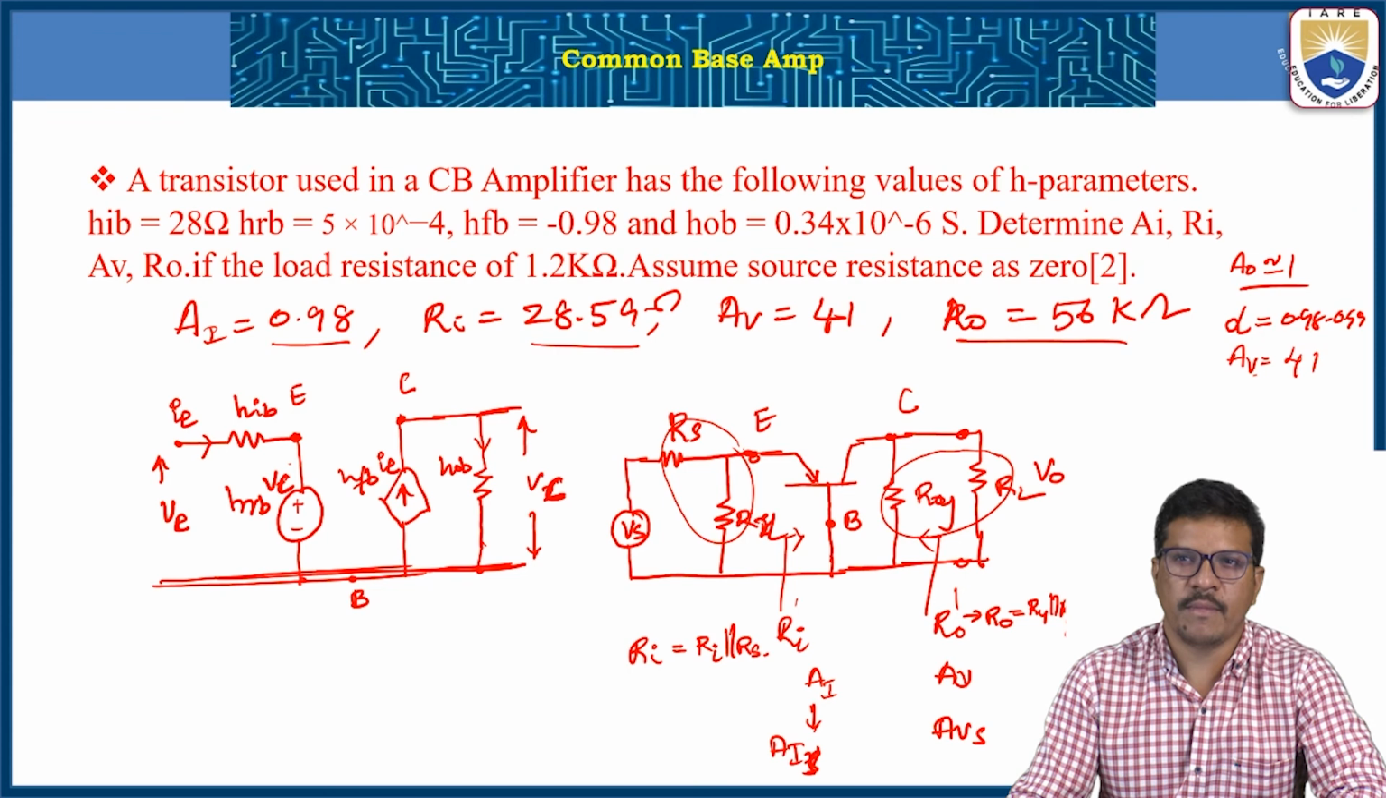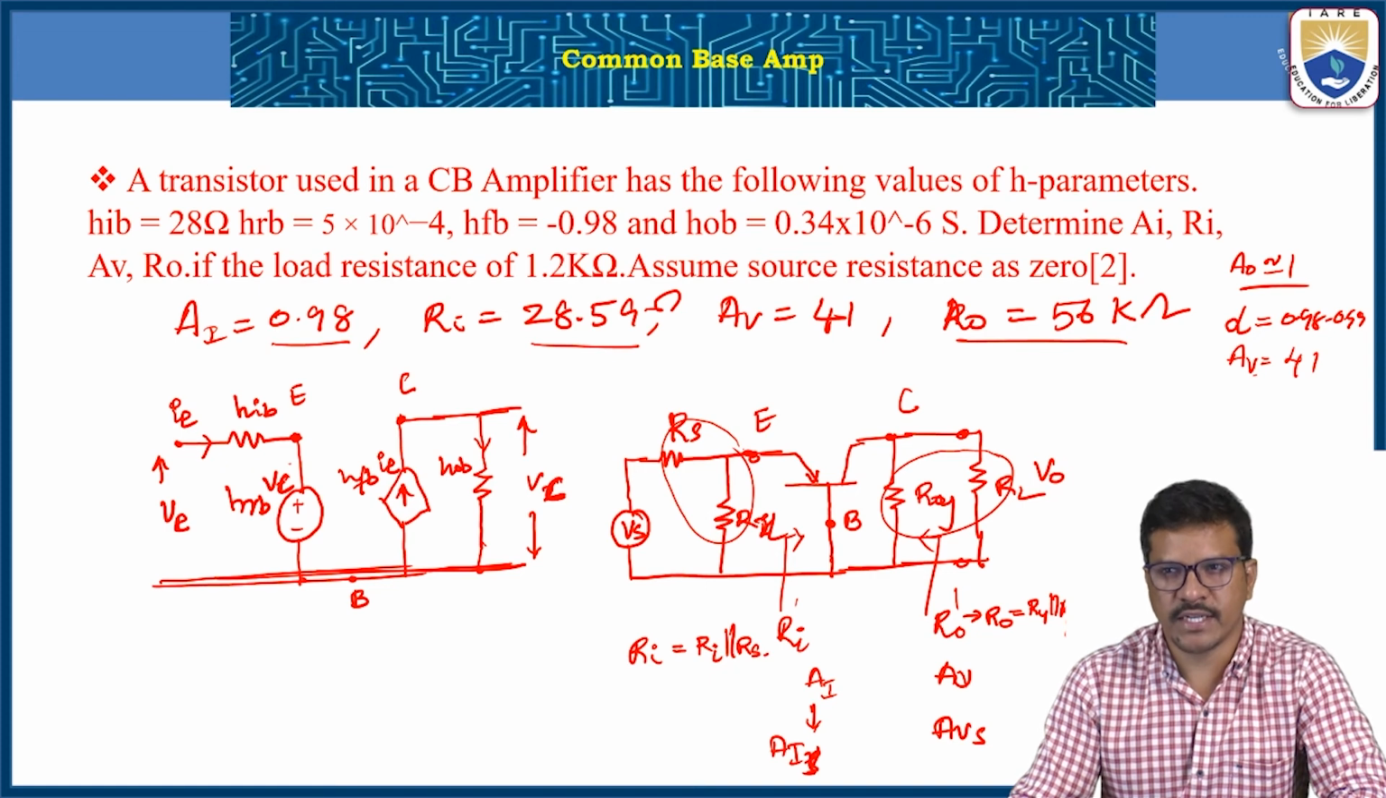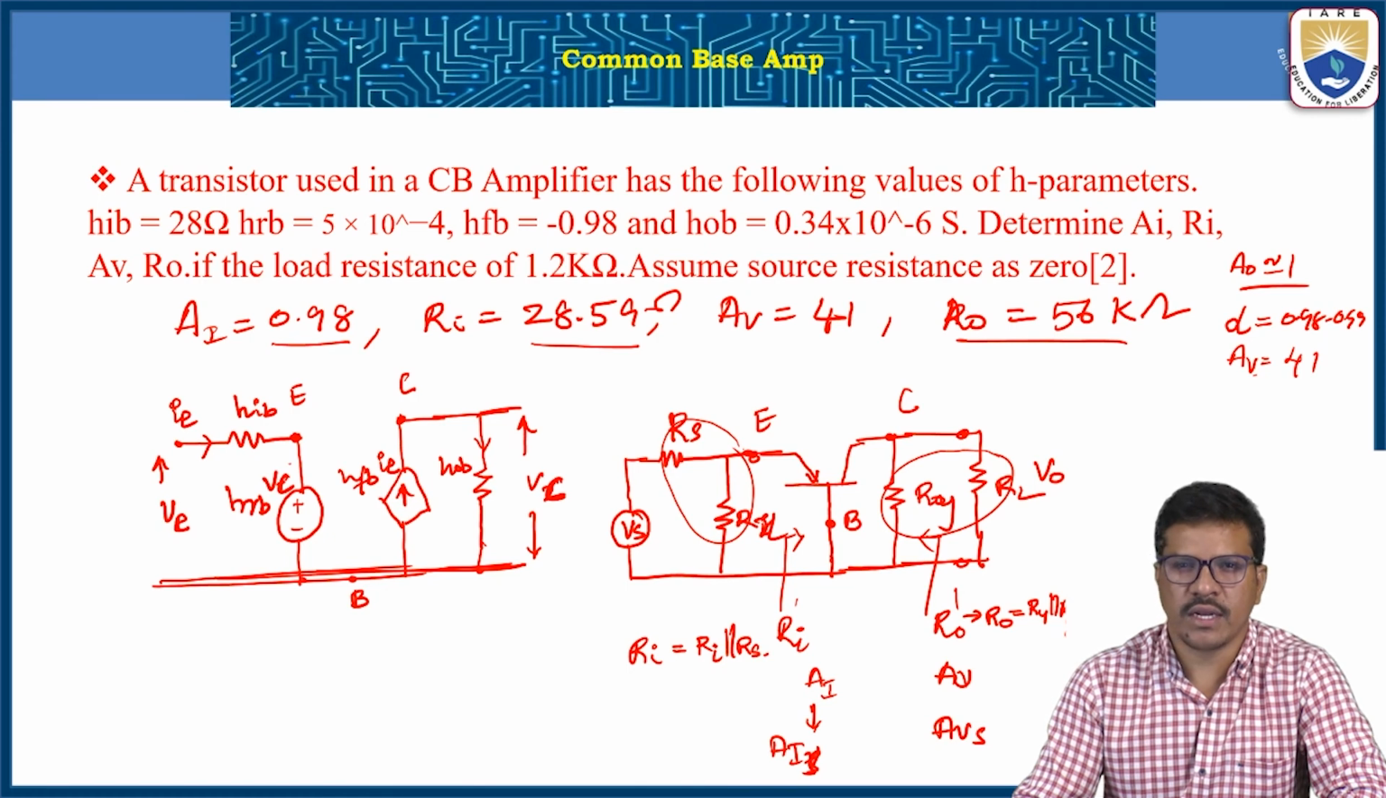With the help of the H parameter model, we will find out these characteristic parameters of current gain, voltage gain, input impedance and output impedance. When we compare the common emitter, common base, and common collector, after analyzing with the H parameter model only, we can conclude which amplifier is used for which application. So common emitter, common base and common collector.